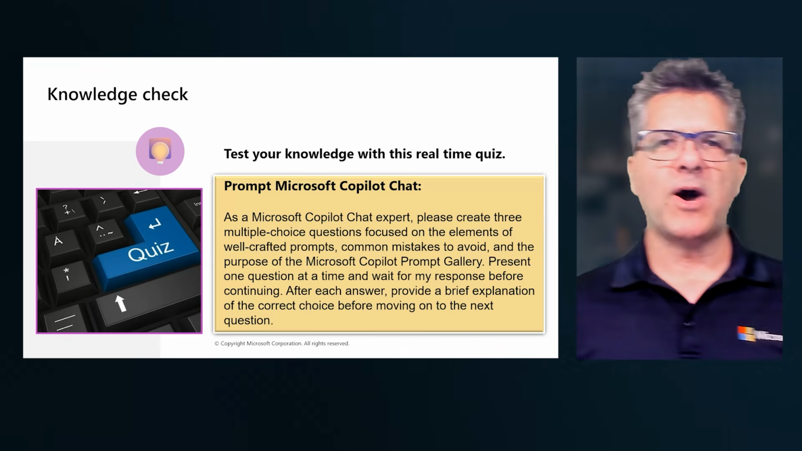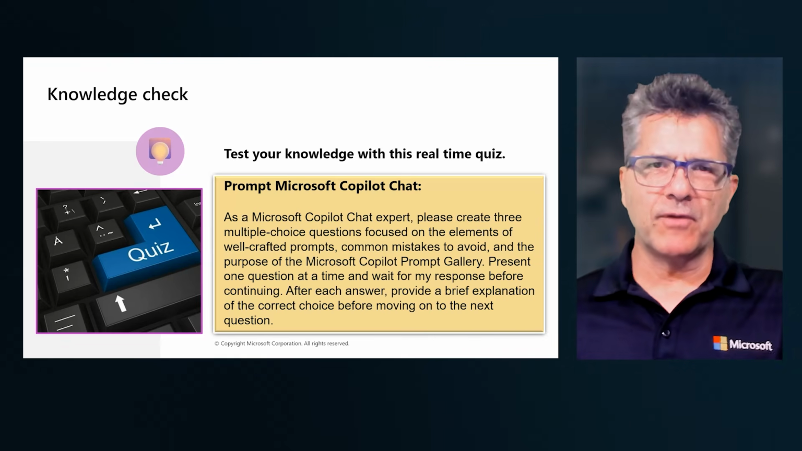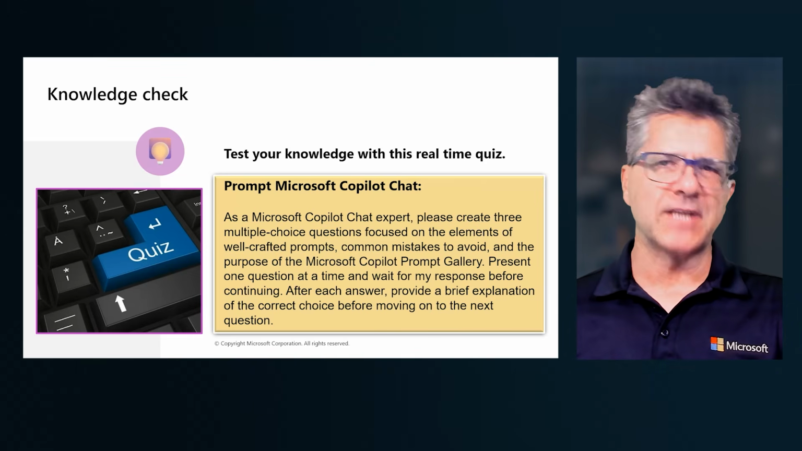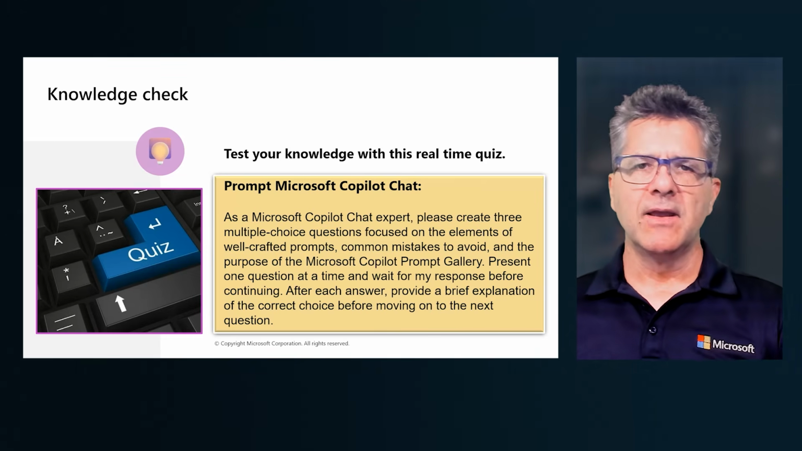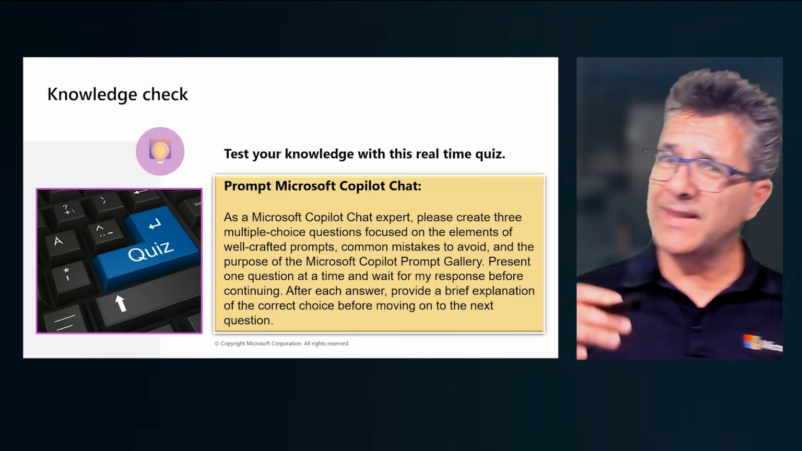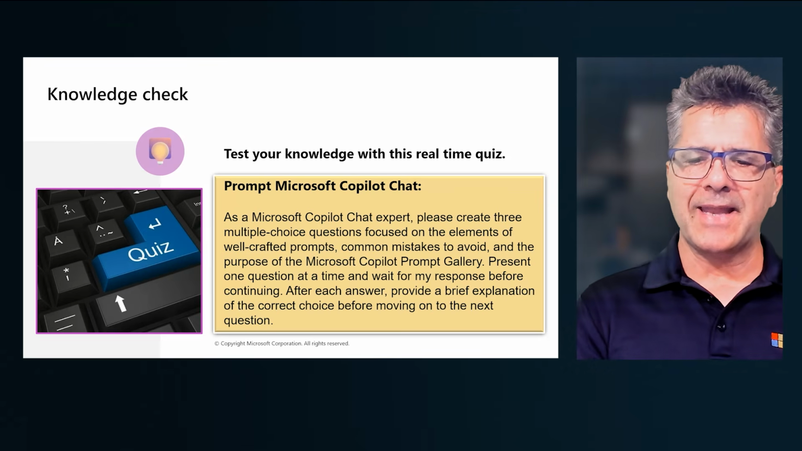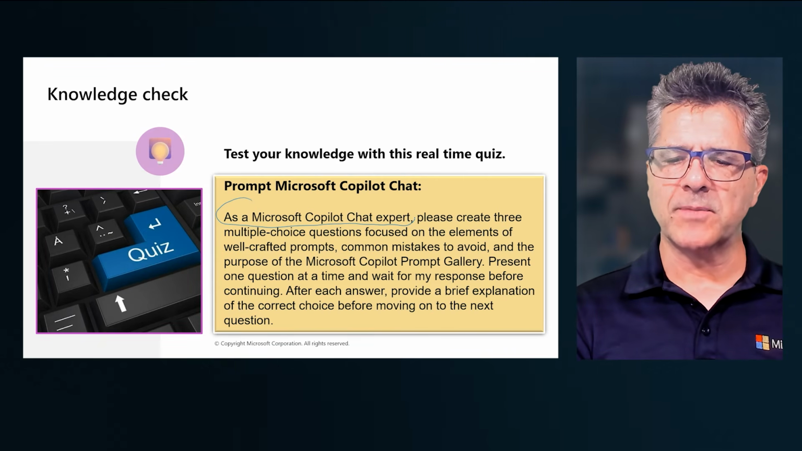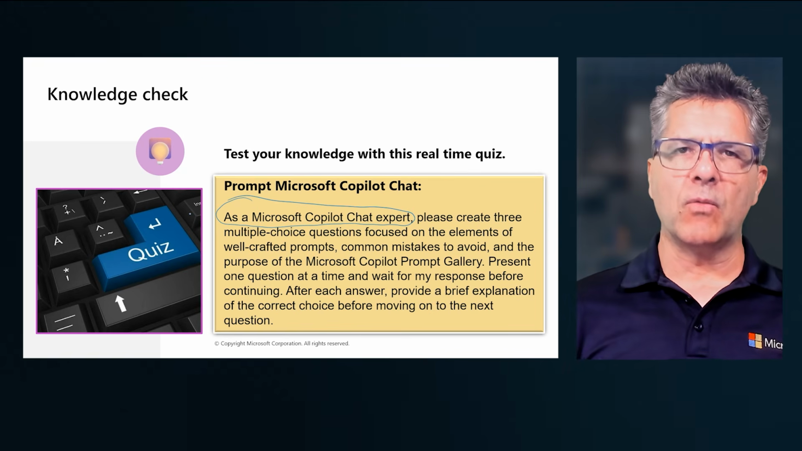Now, to close this module, very much like we did on the first module, we do have another prompt for you for real-time quizzes. Once again, we are asking Copilot to set the stage. So look at the areas of this prompt. It has the expectation, right? I'm setting the stage, why I want you to do this.